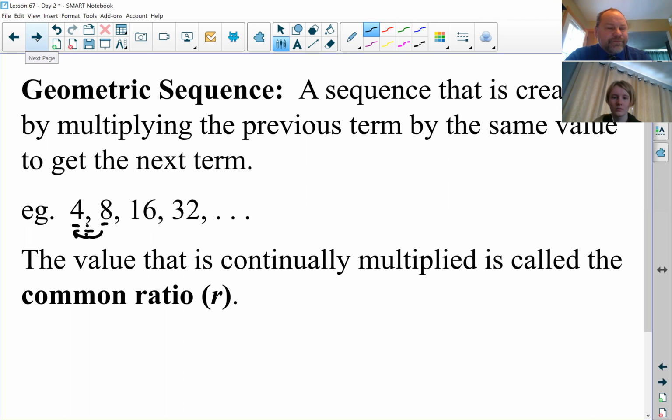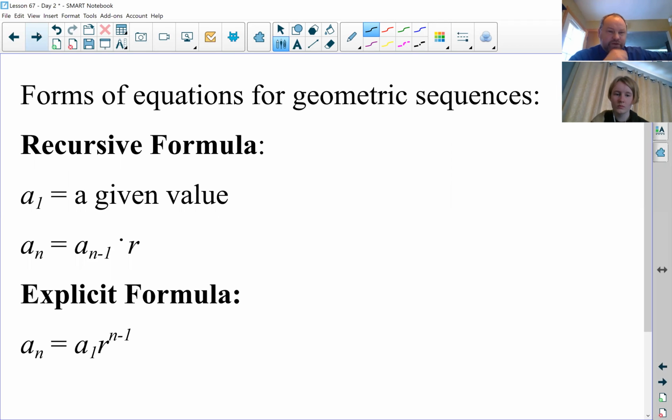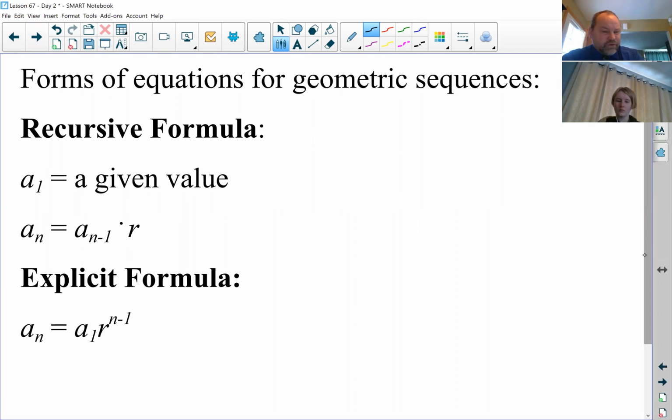Just like with arithmetic sequences, we're going to describe a geometric sequence using formulas or equations. We could use a recursive formula or a recursive equation. Again, you have to be given a starting value, a1. Then the recursive equation says to get the next term, we take the previous term and multiply by r. The explicit formula, a sub n, would be the starting value, a sub 1, times r to the n minus first power.